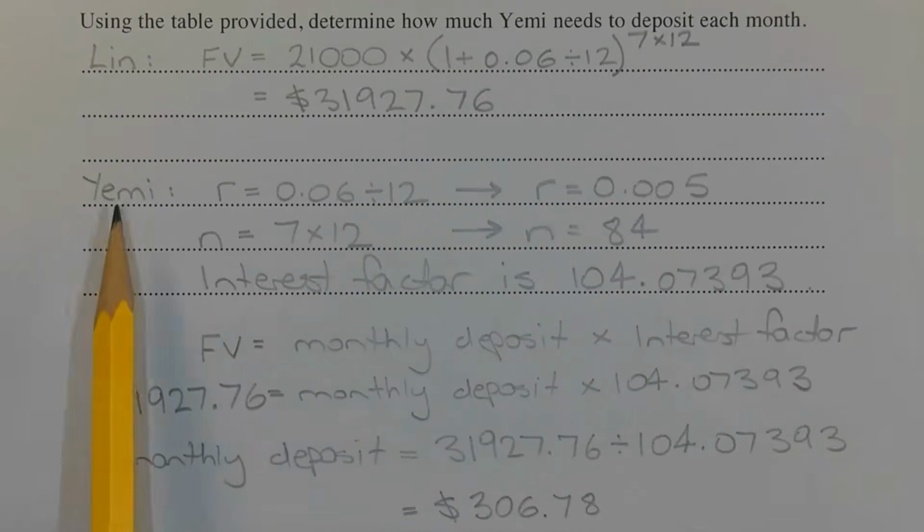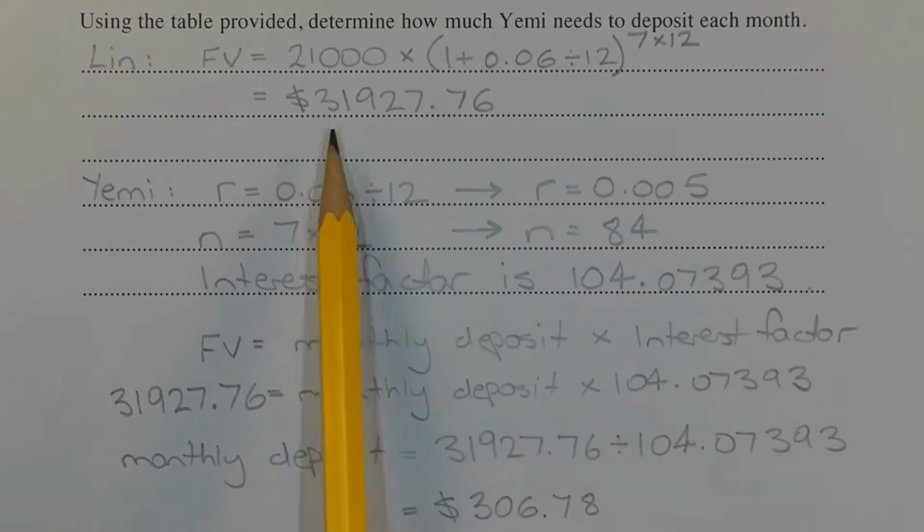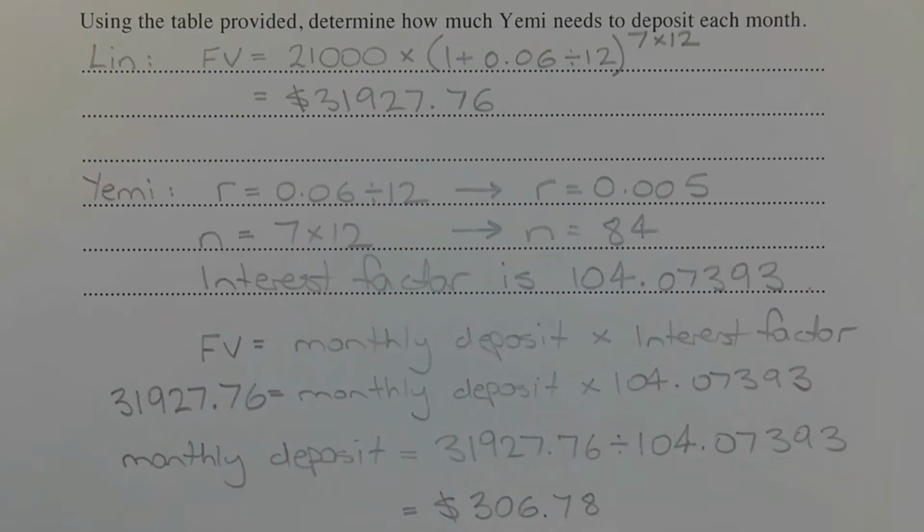Now let's consider Yemi's investment. We know the future value of Yemi's investment must equal the future value of Lynn's investment, which is $31,927.76. But rather than investing all that money up front as a lump sum, Yemi will be using an annuity. So there'll be a monthly deposit, and we need to work out what the value of that monthly deposit is so that the future value of Yemi's investment is equal to this value here.